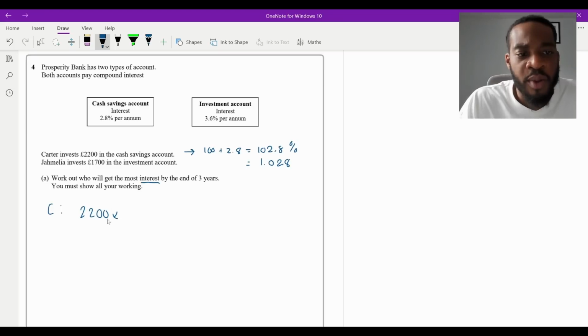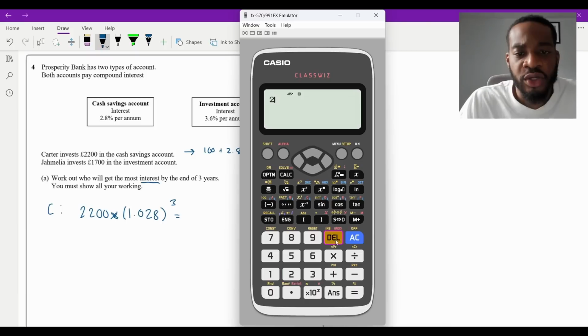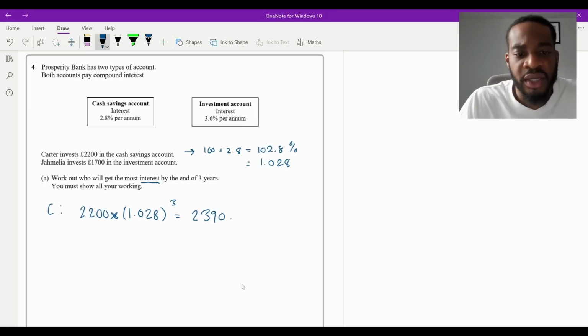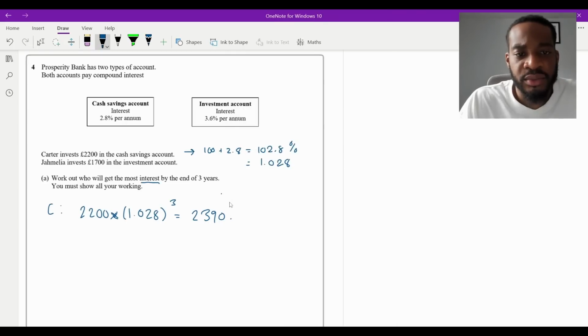So what we're going to do is multiply this 2,200, his initial amount, right, by 1.028. And then we're going to take this to the power of the number of years, which is 3. And that will work out how much money he has. So let me do that there. It's going to be 2,200 multiplied by 1.028 to the power of 3. And that gives us that number there, right? So it's going to be 2390.02, right? Perfect.